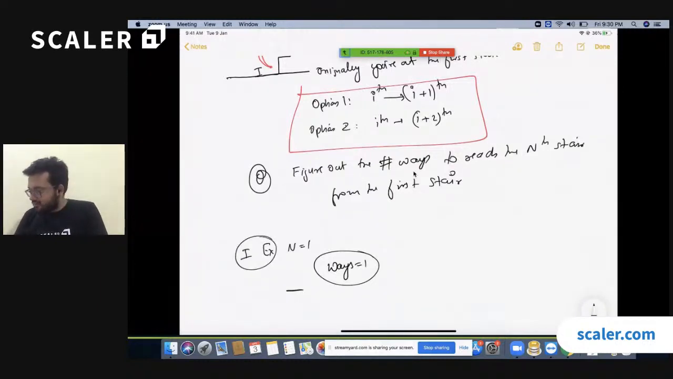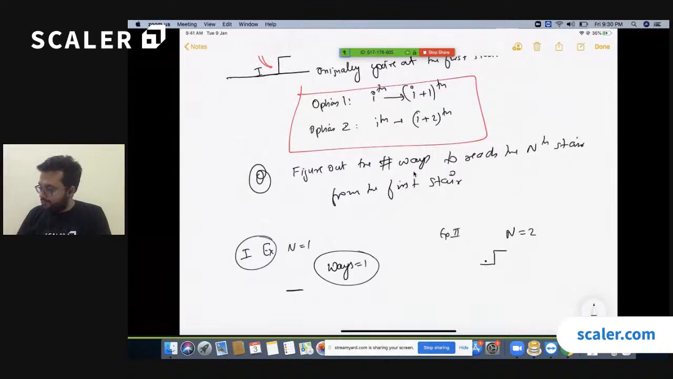Now let's look at example 2. What happens if you have n equal to 2? You happen to be at the first stair and you have to reach the second stair. How many distinct ways do you have? At the first stair, you have two options, either to go to the second stair or the third stair. The third stair does not exist. So there is only one option, that you can just go to the second stair. And the moment you go to the second stair, you have reached the solution. You can only stay there, cannot go anywhere else. So the number of ways for this n equal to 2 problem would also be equal to 1.